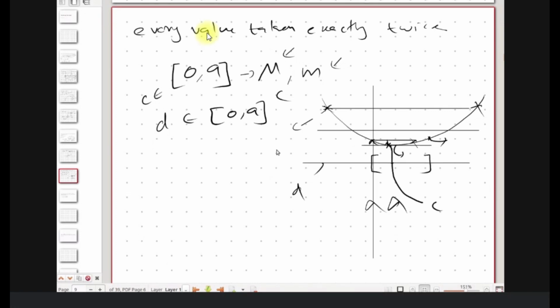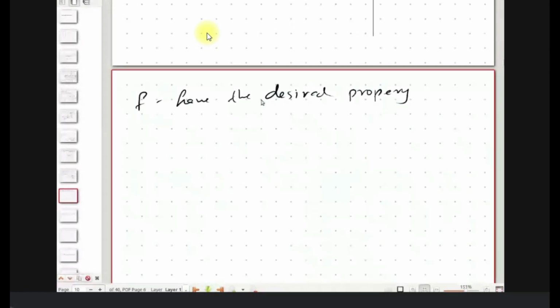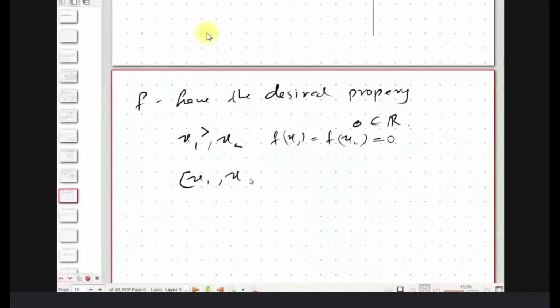Just as Nimi did, I'm also going to take a closed interval. But before that, I assume that such a function f exists with the desired property, which is that every element is assumed exactly twice, right? And I'll randomly choose an element, say 0 in R. As I have 0 in R, I know that I have some x1 and x2 such that f of x1 equals f of x2 equals 0, with x1 less than x2, and you are seeing this particular interval x1 comma x2.